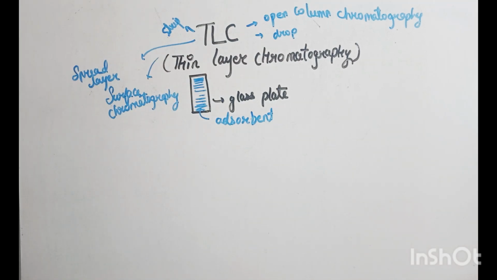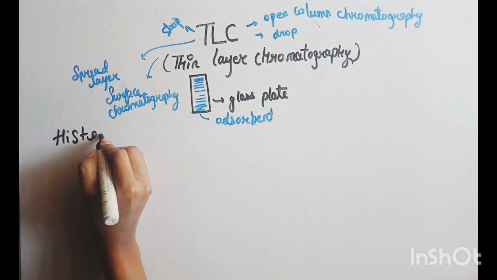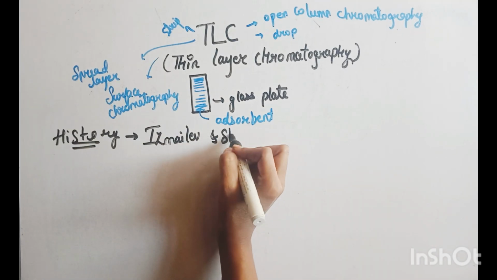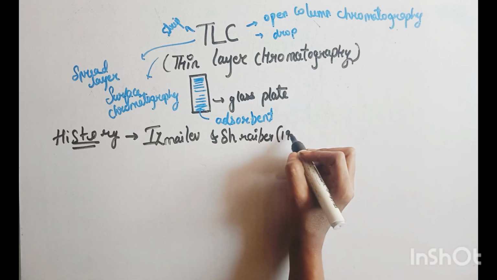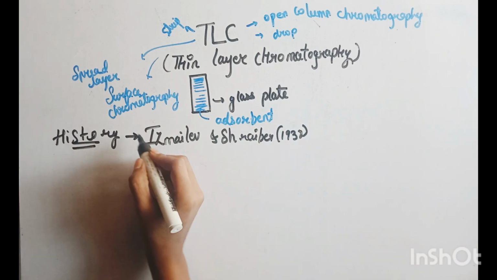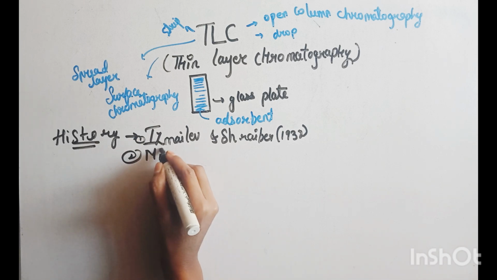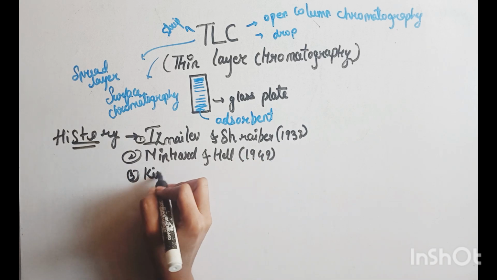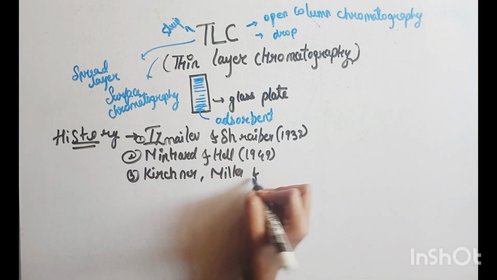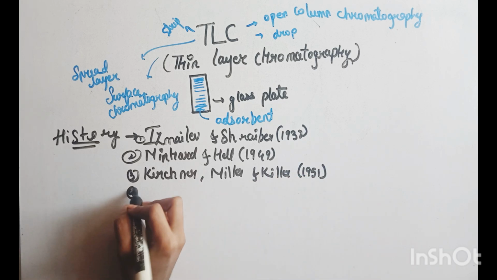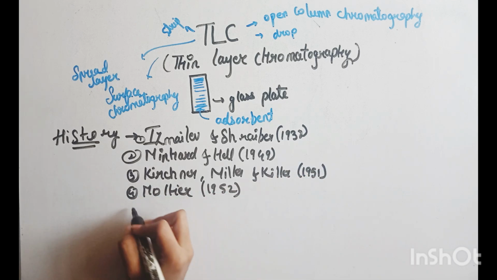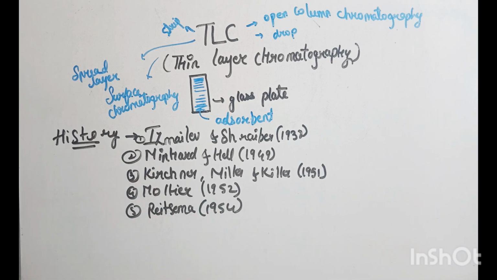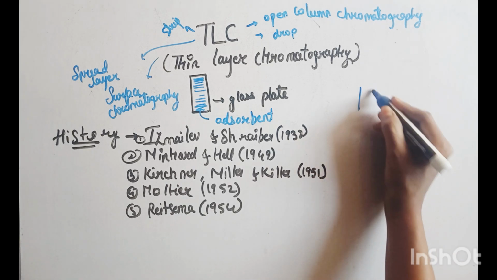Next, we move toward the history of the TLC. First, Ismailov and Shraiber in 1938 developed the TLC method, but this period did not give any attention. Next, this TLC technique was further developed by Meinhard and Hall in 1949, Kirchner, Miller, and Keller in 1951, Mottier in 1952, and Reitsema in 1954. So these are the various scientists who developed the technique of the TLC.